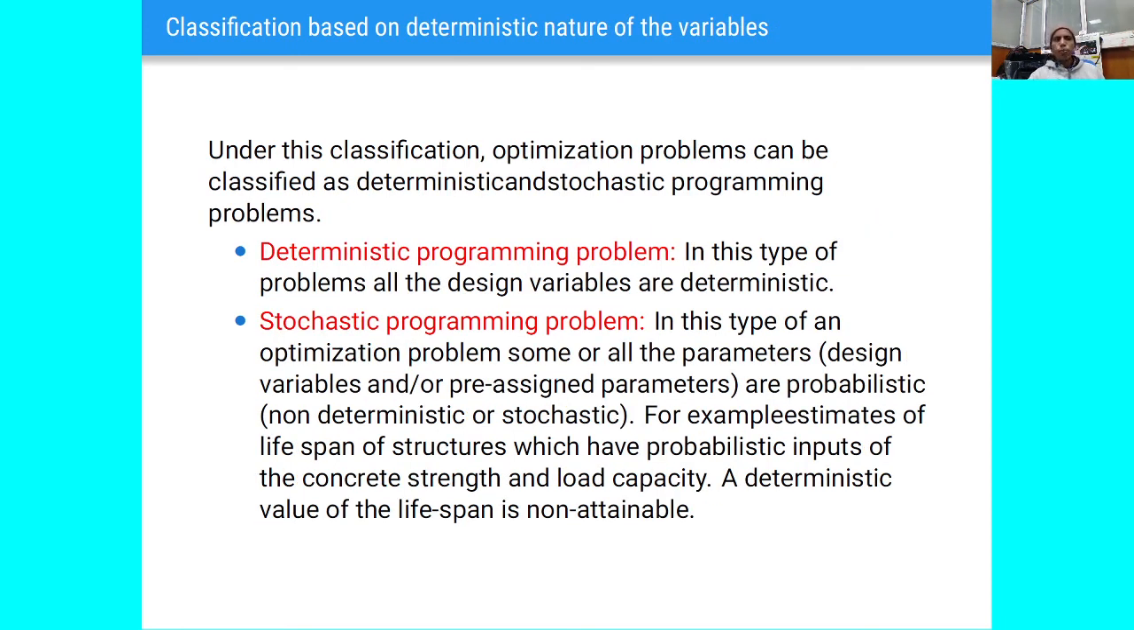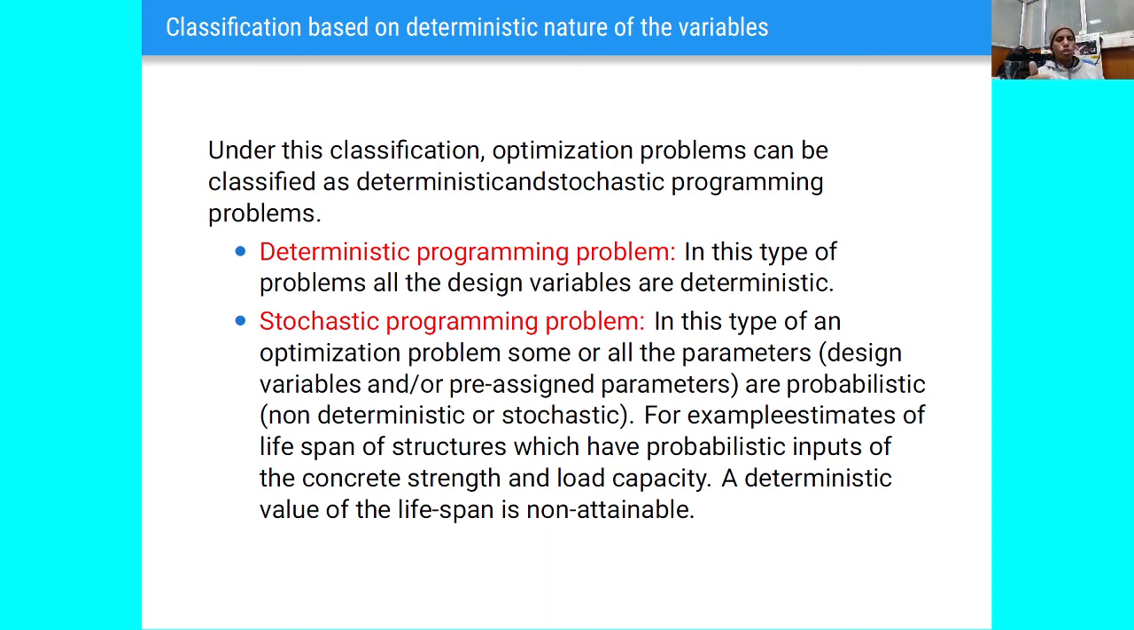Then we have the next type of classification, that is classification based on the deterministic nature of the variables. Under this classification, optimization problems can be classified as deterministic and stochastic programming problems. What are deterministic programming problems? As the name indicates, deterministic means something that can be determined. The design variables are deterministic in nature. These can be distinctly determined.